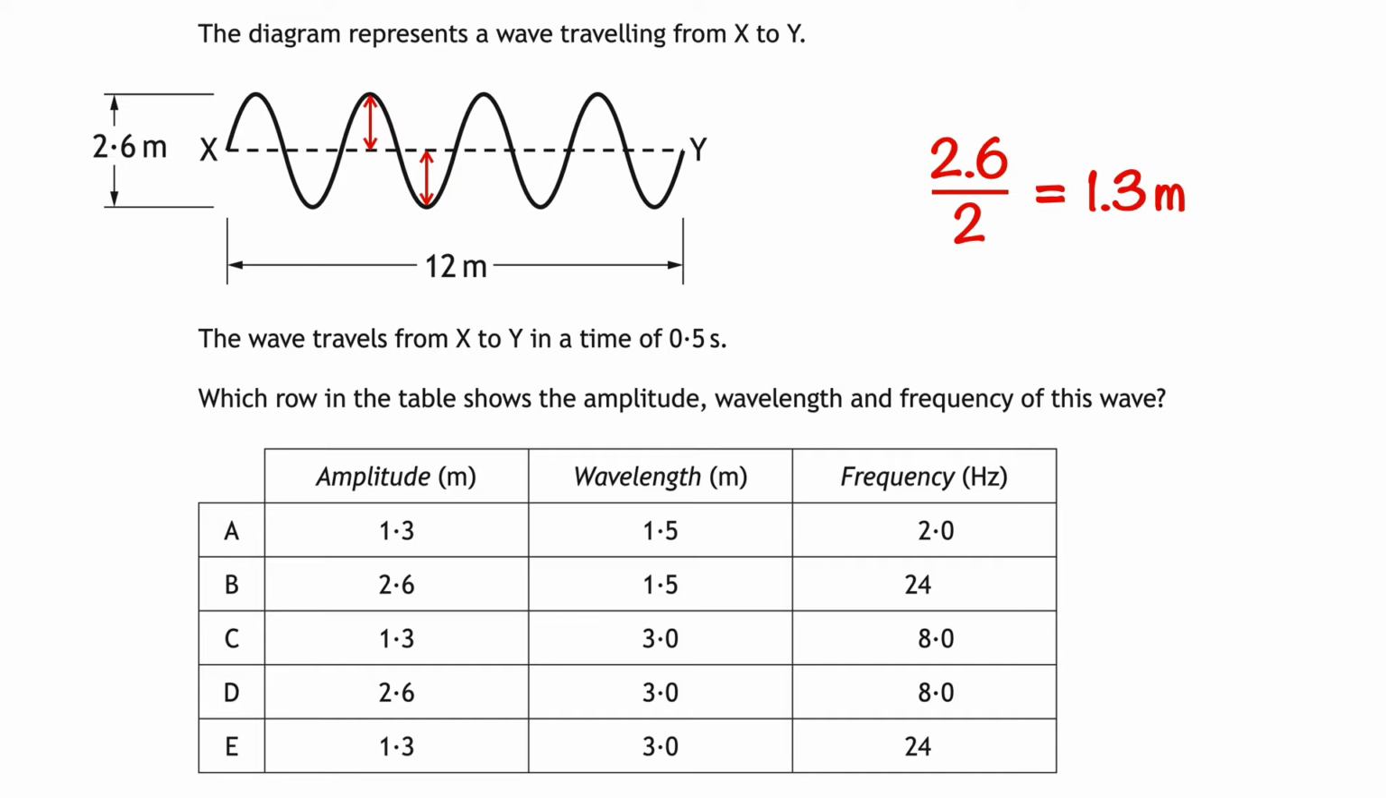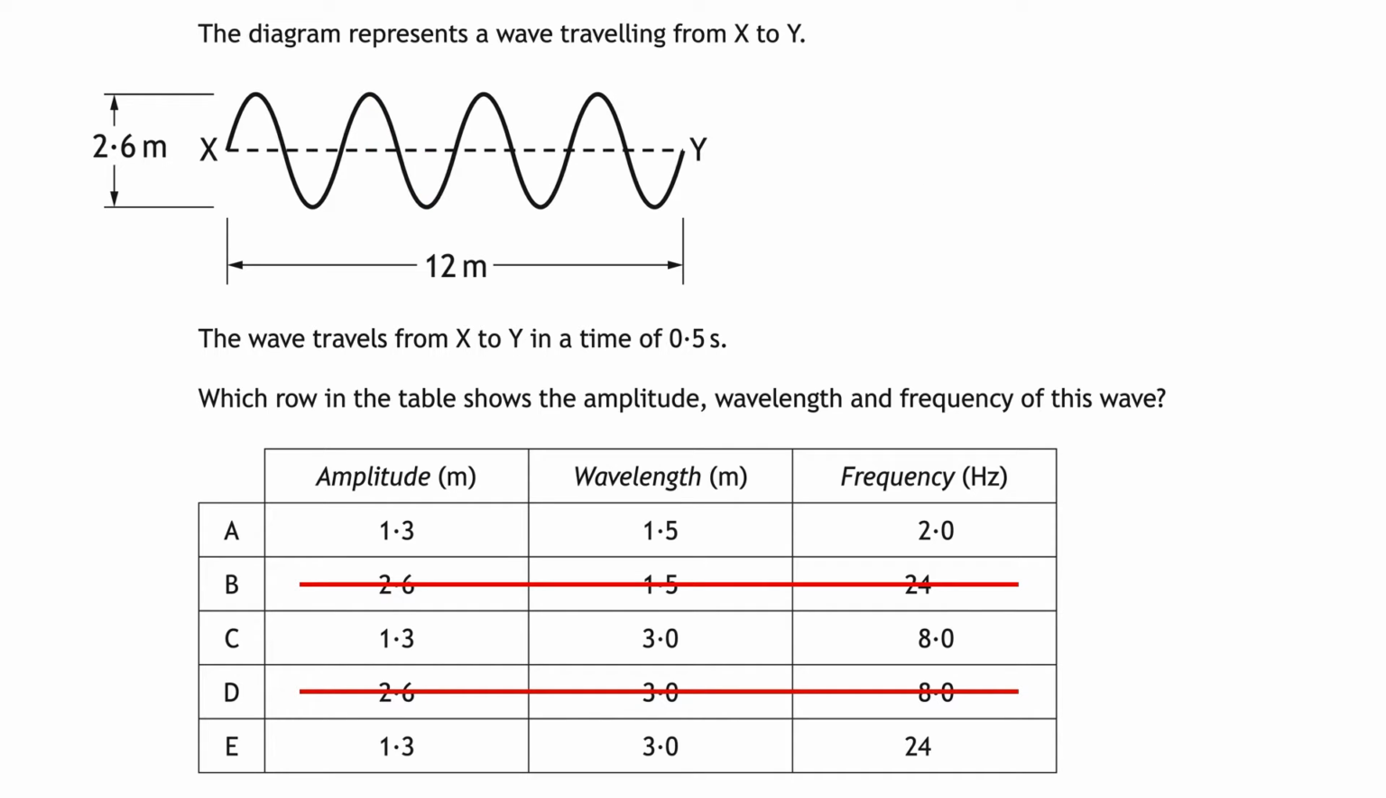So we can rule out options B and D already. Next up, to calculate wavelength, we need to count the number of waves in the diagram. That's 1, 2, 3, 4. If the length of 4 waves is 12 metres, then the wavelength must be 12 divided by 4, which is 3 metres. Now we can rule out option A.